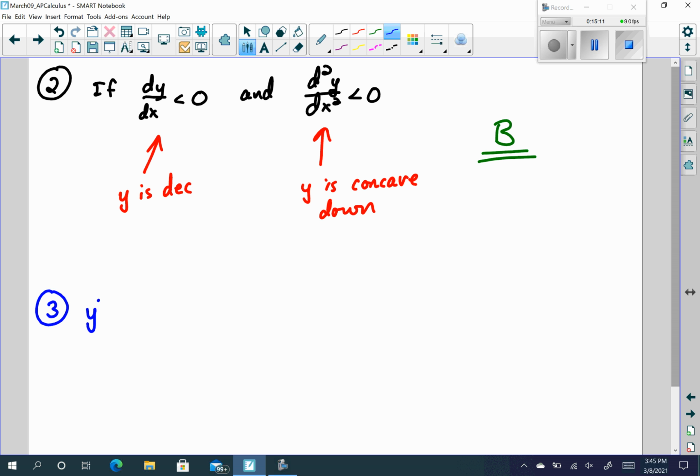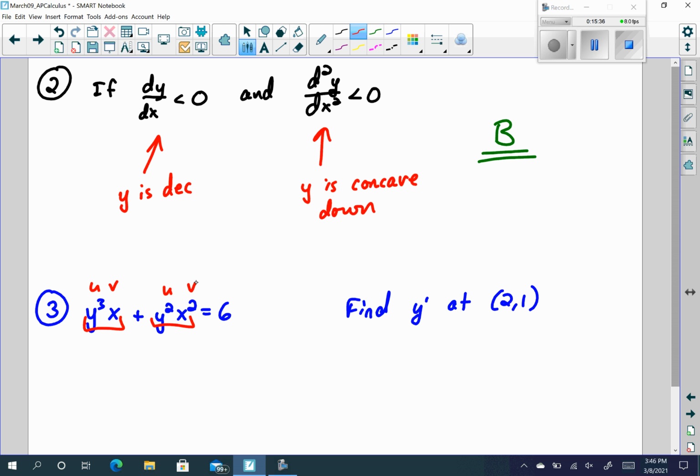Number 3 is another good one to go back over for implicit differentiation. We're given y cubed x plus y squared x squared is equal to 6. We want to find y prime at 2, 1. So, carefully using implicit differentiation, we have to use the product rule twice here. So I'm going to call this uv, and I'm going to call this uv.